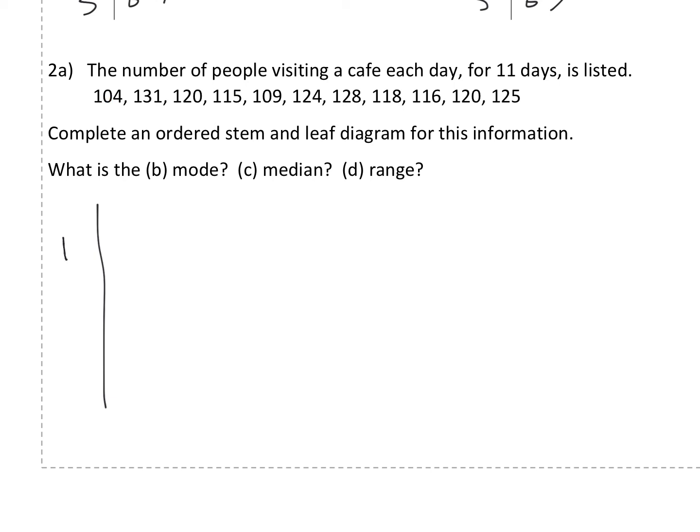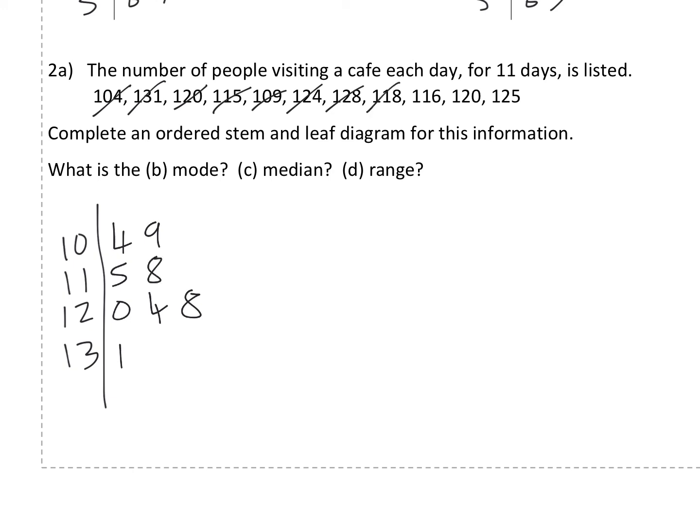So that would be a 10, and then 11, 12, 13. Is there anything in the 140s? No, so we've only got 4 numbers in the stem. If I say 10, I actually mean 104. Put that one in. 131, 120, 115, 109, 124, 128, 118, 116, 120, 125.